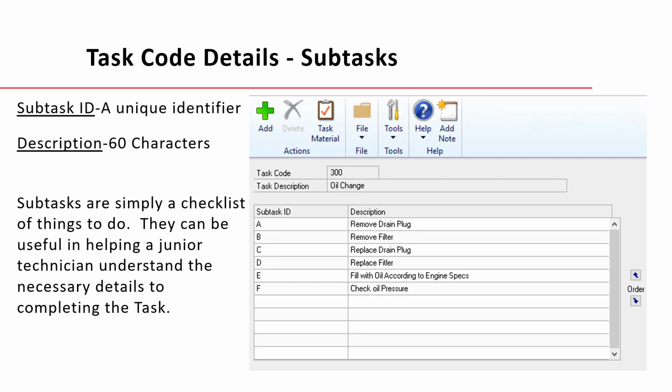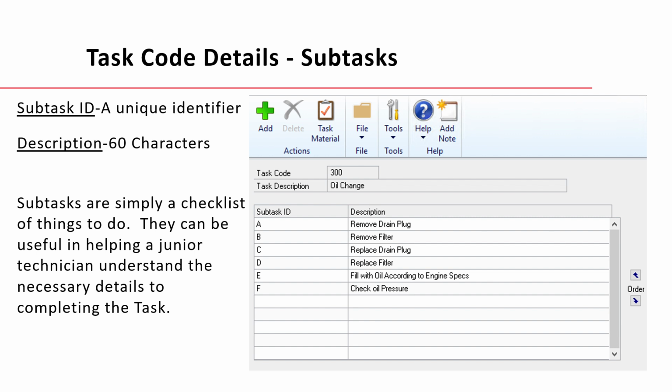This is an example of a list of subtasks. In the previous screens, you saw that I was using an oil change task as an example. So when we click on the subtasks button and open this window, it gives the order of operations when we're changing oil in a vehicle. Remove drain plug, remove filter, replace drain plug, and replace filter, then fill with oil.